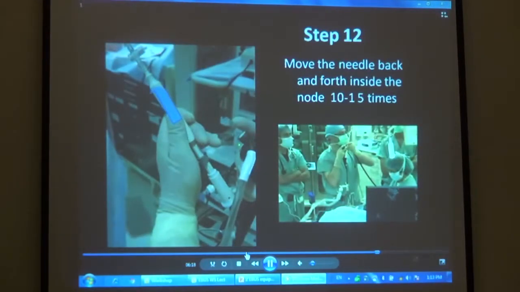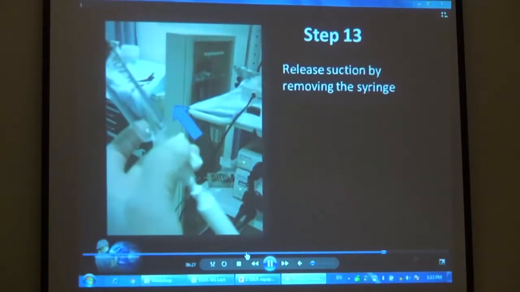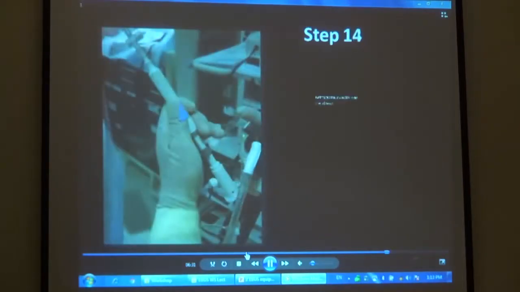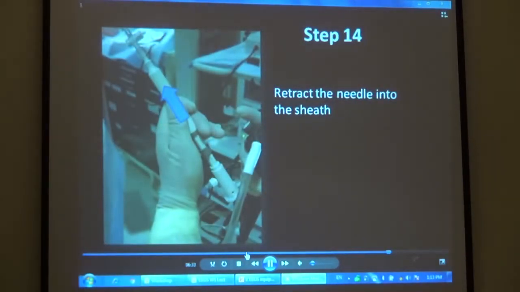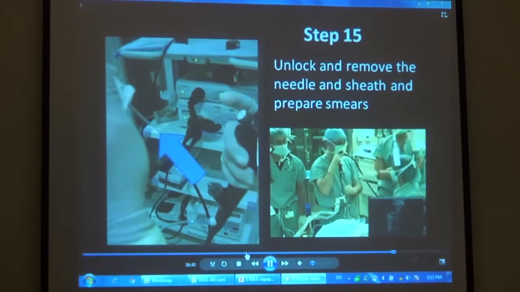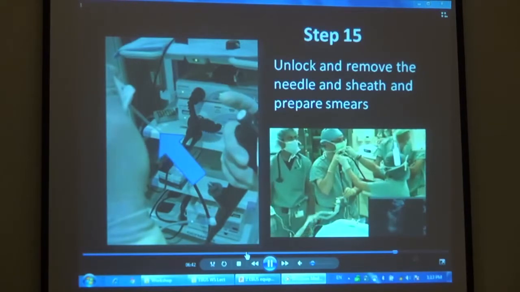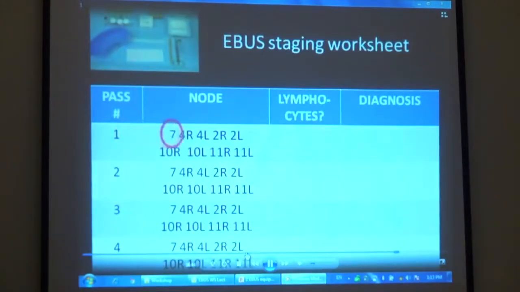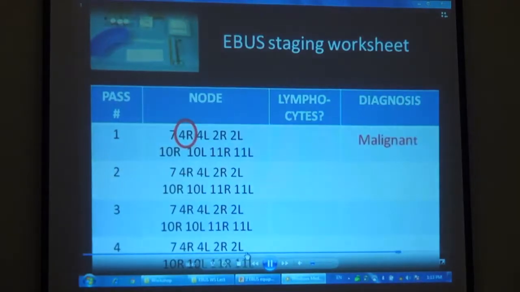The needle can be moved back and forth within the node approximately 10 to 15 times under ultrasound visualization. Suction is then released by removing the syringe from the scope, and the entire needle is retracted into the sheath. Then the needle housing is unlocked, and the needle and the sheath are removed together. The aspirated material is smeared onto glass slides, labeling the lymph node site and pass number.